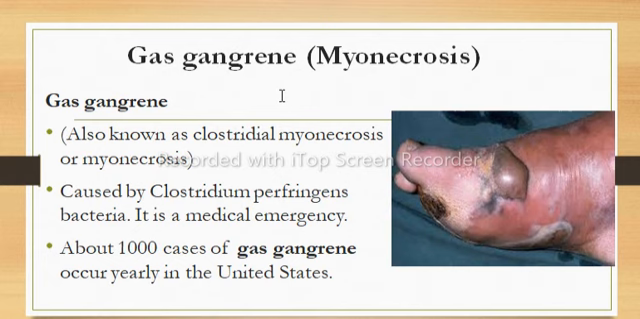Gas gangrene, also known as Clostridial myonecrosis or simply myonecrosis. Gas gangrene is a bacterial infection that produces gas in the tissue in gangrene. This deadly form of gangrene is usually caused by Clostridium perfringens bacteria. It is a medical emergency. About 1000 cases of gas gangrene occur in the United States annually.